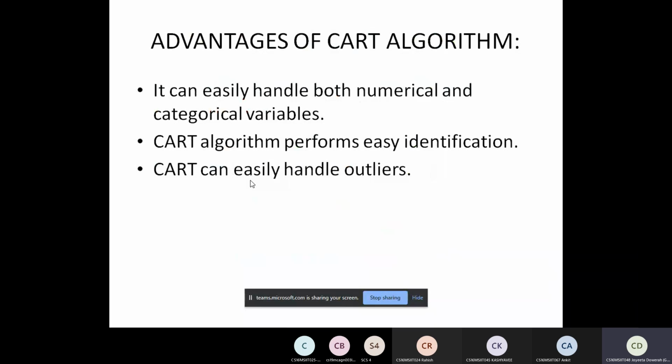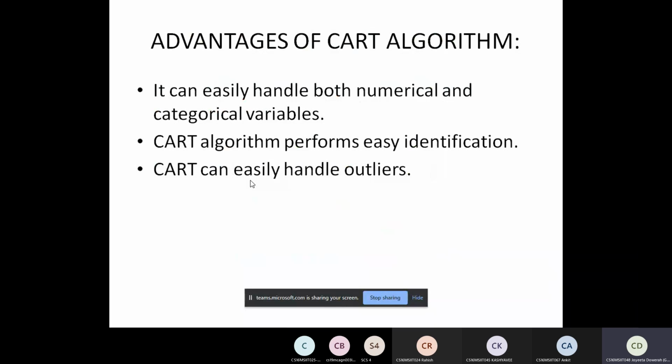Now, the advantages of the CART algorithm. It can easily handle both numerical and categorical variables. Numerical variables are those where the measurement or number has a numerical meaning, for example, heart rate, which can be represented as numerical. A categorical variable refers to a variable where a category or type is used. For example, gender, which can be categorized into male or female.